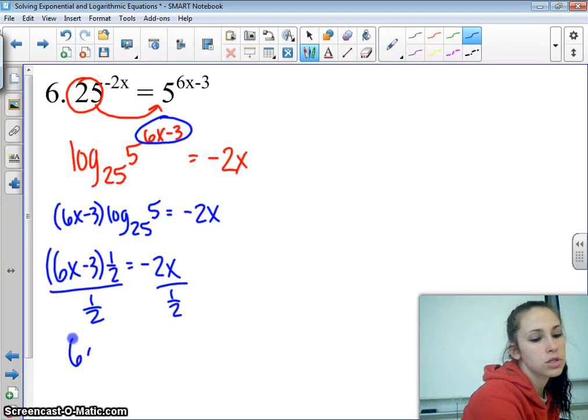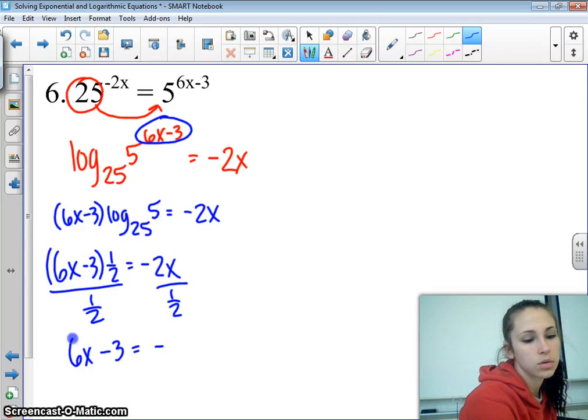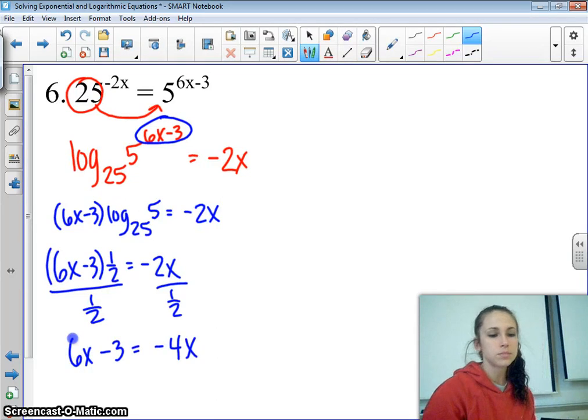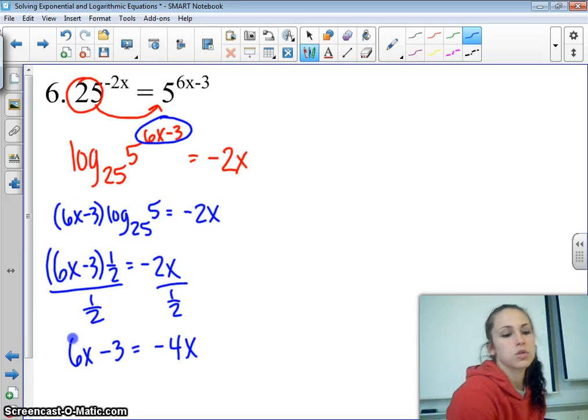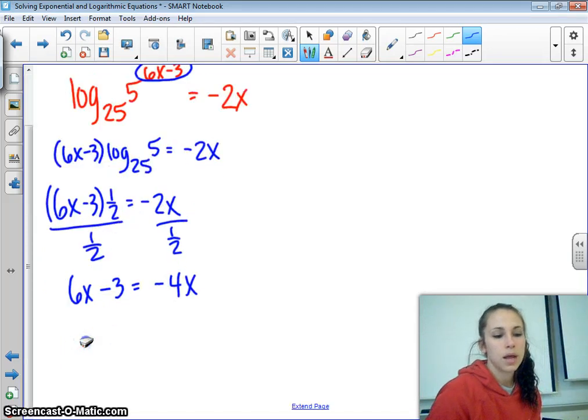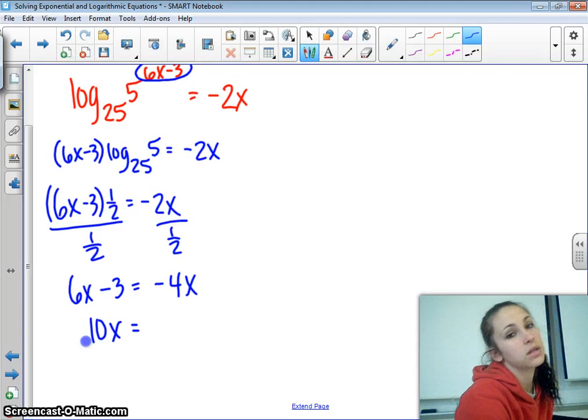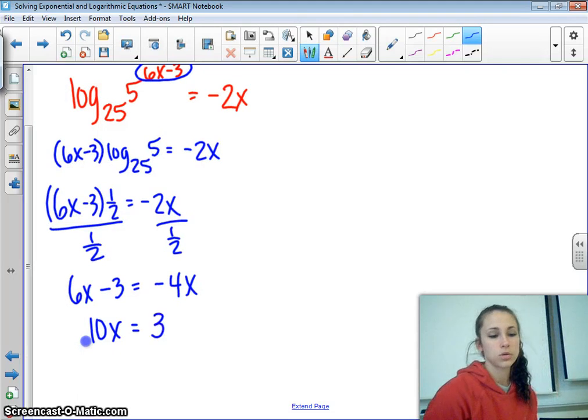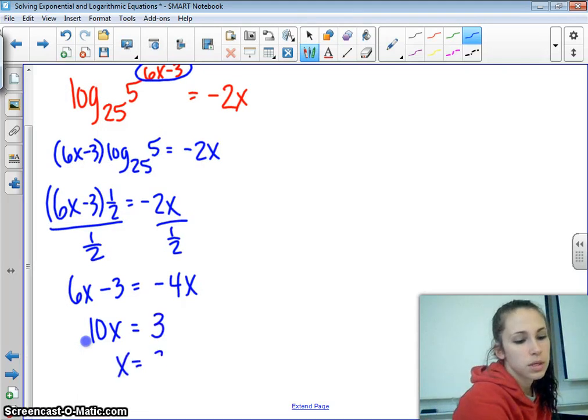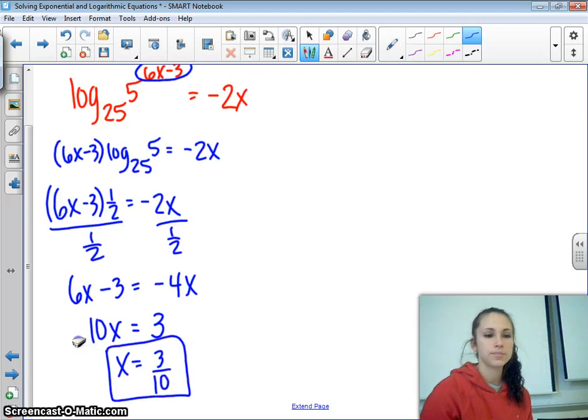So over here, this is what I've got. 6x minus 3 equals a negative 4x. And so then I've got to get my x's on one side and my numbers on the other. So I'm going to add the 4x over. So that's going to be 10x equals, and then I'm going to add the 3 to the other side, so that's 3. And so then x would be 3/10. And that would be my answer.